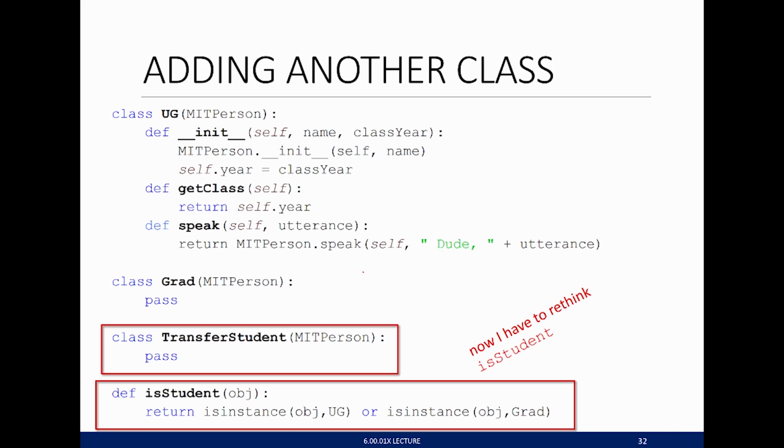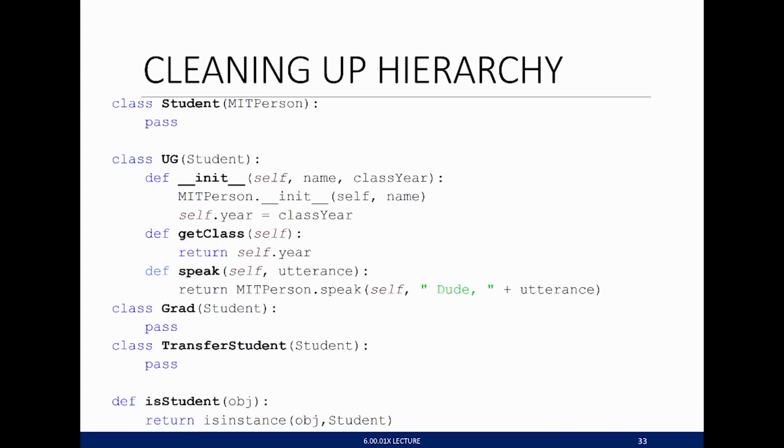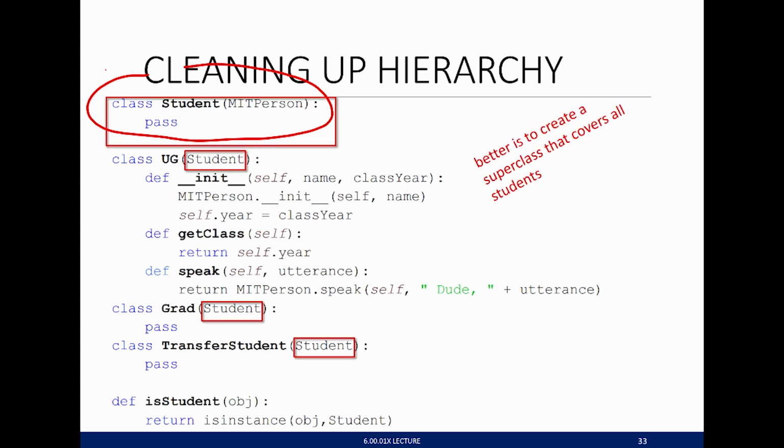One way to change it would be simply to add another clause to that expression that says, is this a transfer student? But a cleaner way to change it is to realize that I have an implicit class here, and that is a class of student. And let me add that in and show you how it cleans up the hierarchy. I'm going to create another class right up here. It inherits from MIT person. It's a student. They are MIT people. And then I'm going to have each of these subclasses inherit from student.